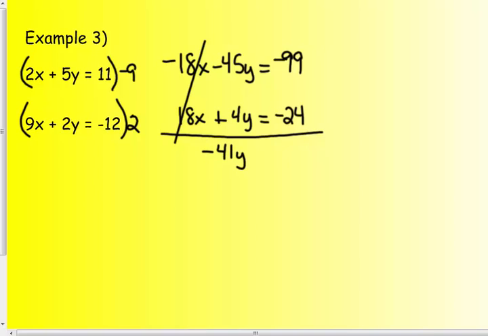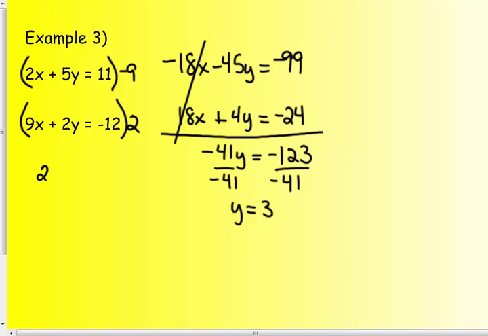So I have -41y's, putting my y's together, equals -123. Dividing by -41, I get y equals 3. Okay, I'm going to put that back into the positive equation. I like that one better.